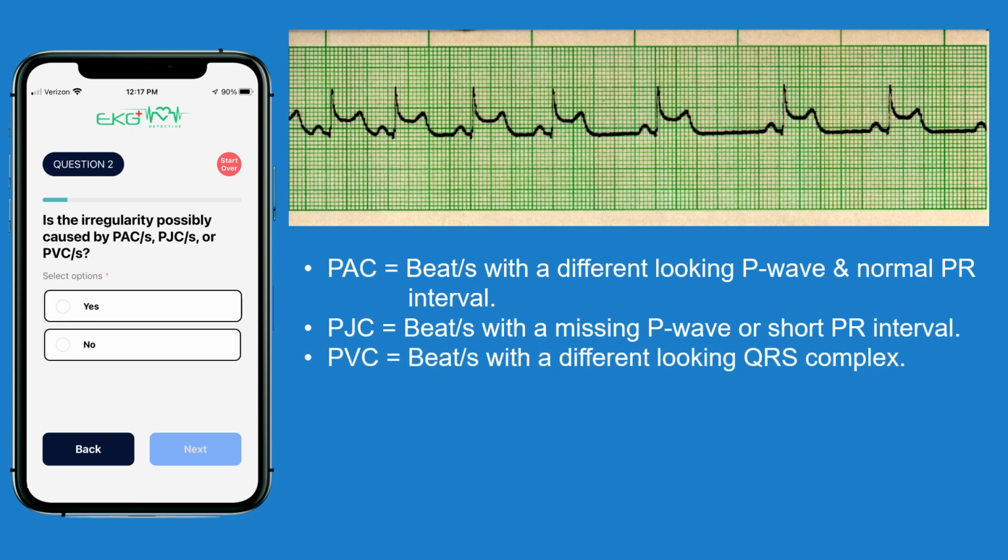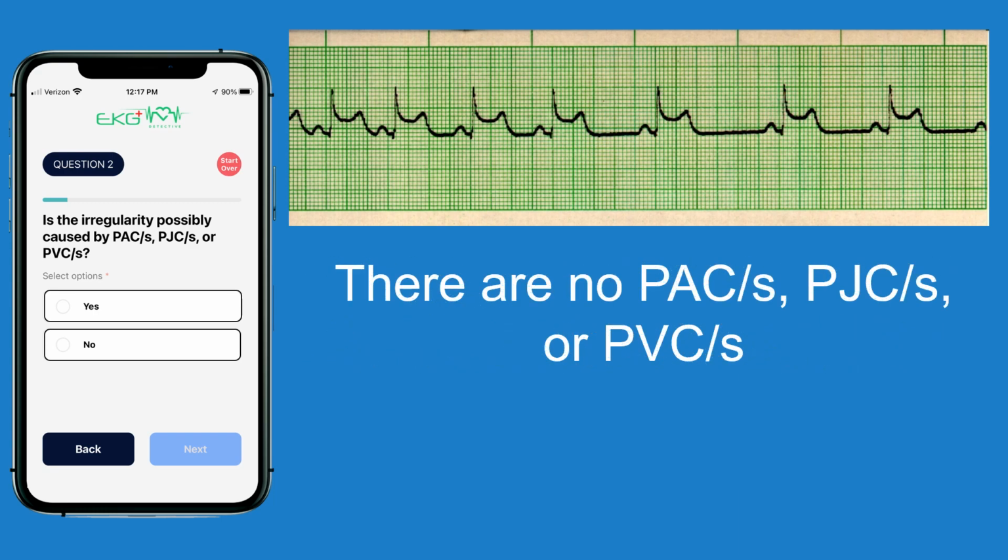And then a PVC is going to be a beat that has a totally different looking QRS complex in comparison to the underlying rhythm. So when we apply these criteria to all these beats within this ECG, it doesn't appear like we have PACs, PJCs, or PVCs. So we will go to the app, we will select no, and then we'll hit next to go to the next screen.